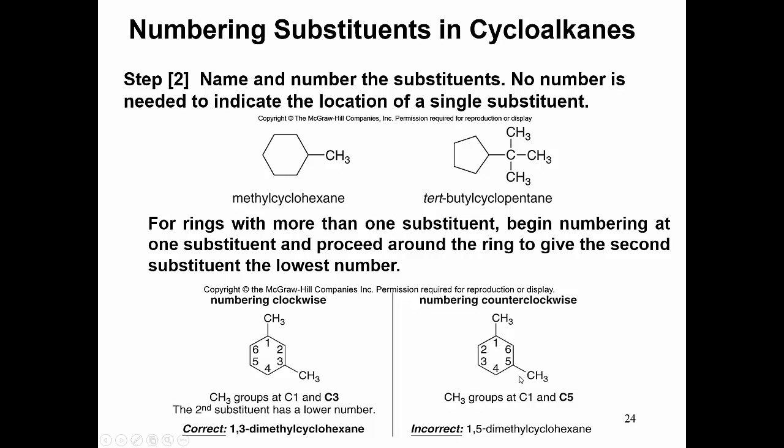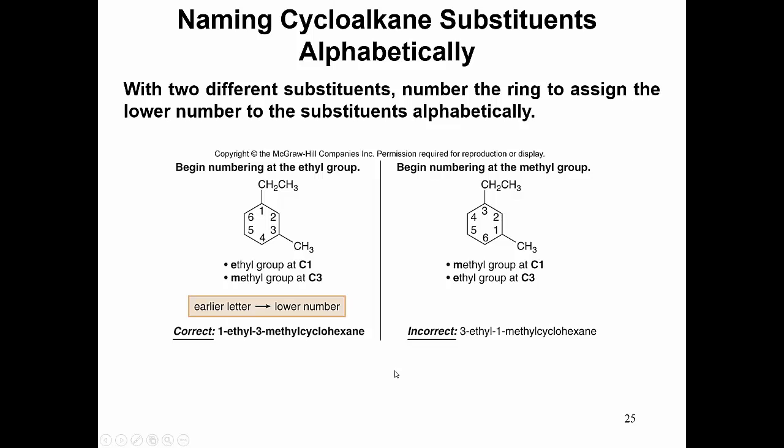Here, if we count counterclockwise, 1, 2, 3, 4, 5, now we could label the second methyl group, second substituent as C5. That's wrong. We want to keep the lowest numbers. So the name of this would be 1,3-dimethyl cyclohexane. 1,5-dimethyl cyclohexane is wrong. Okay, so again, the lowest number wins.